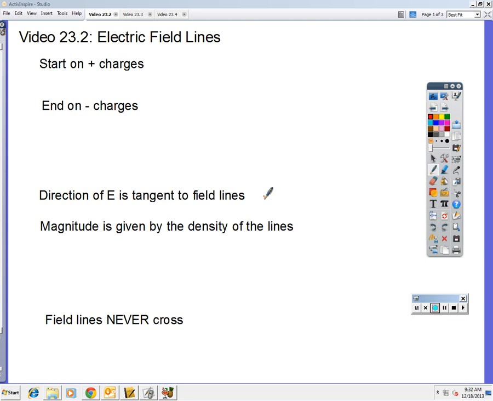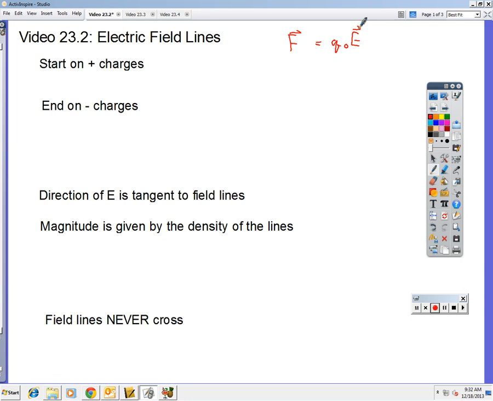Now remember, the electric field is something that exists at every point in space, and if we put a test charge at a location, the force on that test charge will equal the charge times the field. If the charge is positive, the force points in the same direction as the field. If the charge is negative, the force points in the opposite direction from the field.